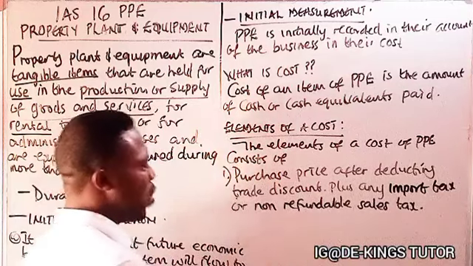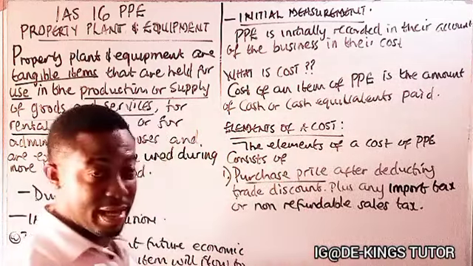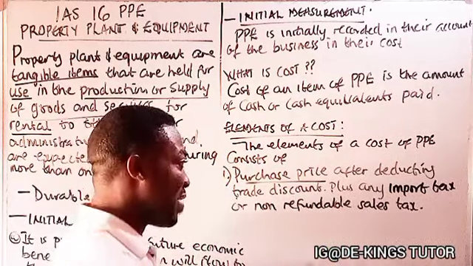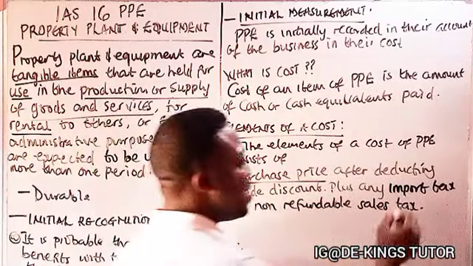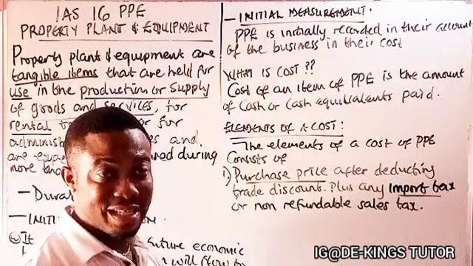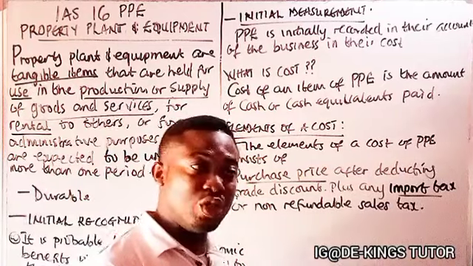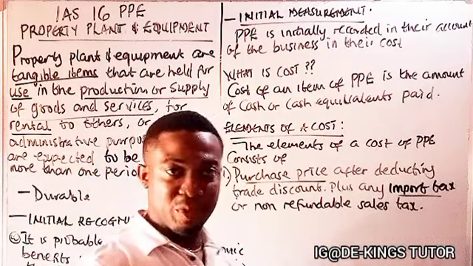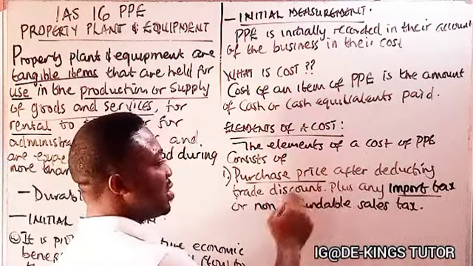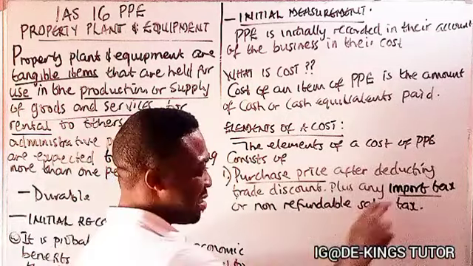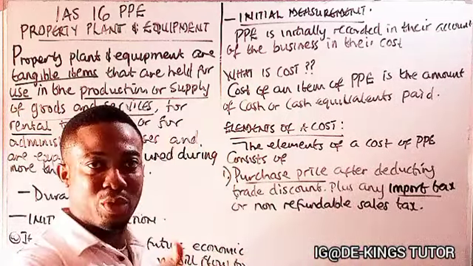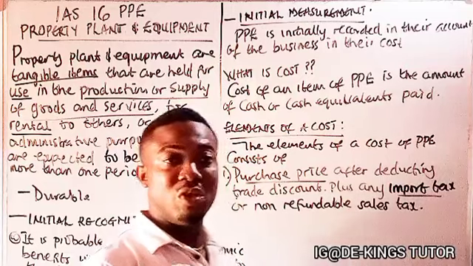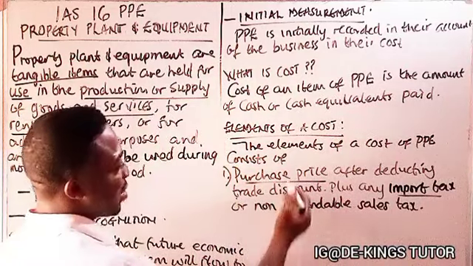So it can be the what? The purchase price. That's the amount you use in buying it. Okay, after deducting a trade discount, and most sellers might give a trade discount, plus any import tax. Any import tax, that is what we call the import duties, paid on imports. For instance, if the goods are being imported from outside the country, definitely you're going to pay import duties. Okay, so the purchase price after deducting trade discount plus the import duty paid at either the airport or the seaport, or any non-refundable sales tax, can comprise the cost.